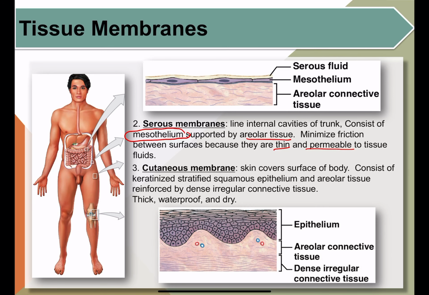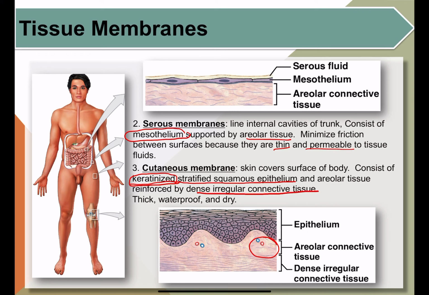Now, cutaneous membrane is a third type of membrane that we have that covers surfaces of the body, like our skin, for example. They consist of keratinized stratified squamous epithelium. The fact that it is keratinized already tells us that this is for external surfaces of the body, because internal surfaces a lot of times are non-keratinized. Keratinized cells are those of the external parts of the body, like your skin. And then the areolar tissue underneath is reinforced by dense irregular connective tissue in the dermis layer.